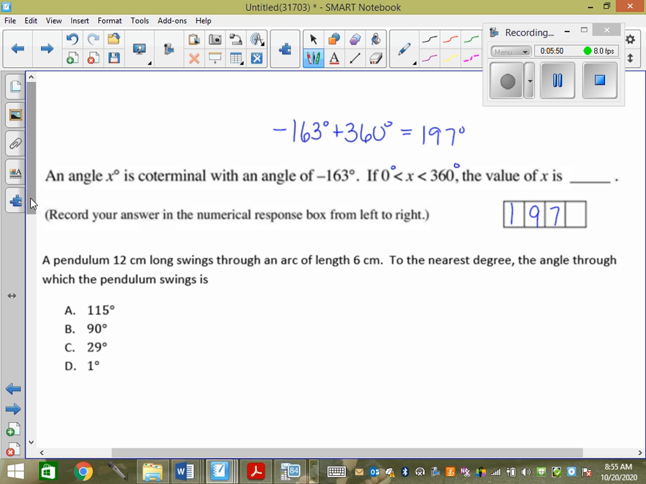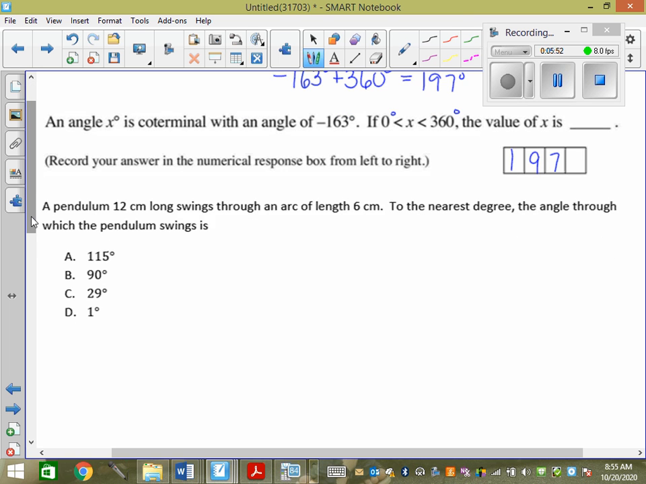All right, a pendulum swings 12 centimeters long in an arc. The pendulum is 12 centimeters long, which I've given you before, so that's my radius. In an arc of 6 centimeters. They have to be in the same units, right? To the nearest degree, the angle through which the pendulum swings is.